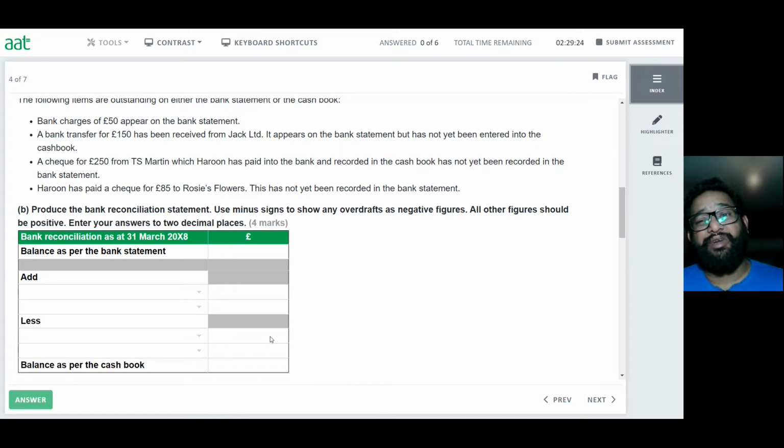We have to be very careful reading these questions, because they may say negative figure somewhere, but it doesn't mean you put all the ones you're going to take away as a negative figure, because it says here add and you take away less. So basically it means if it's less, it's a minus figure, it becomes a plus as well, isn't it? So that is what is going to give you a wrong answer.